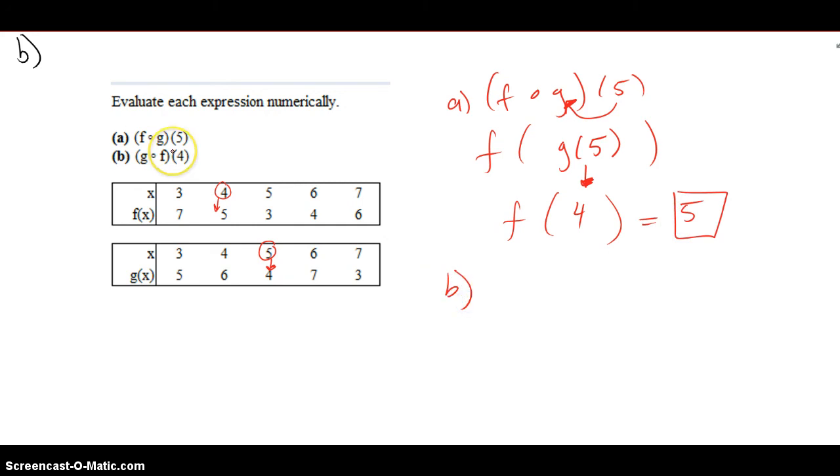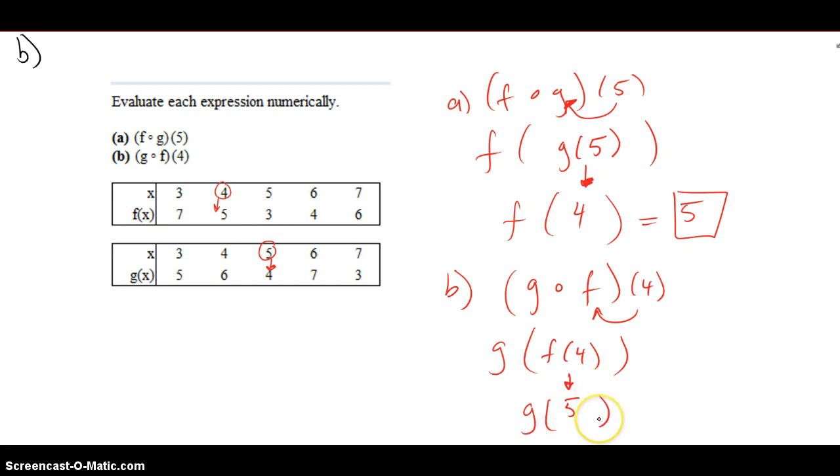Part B, g of f of 4. So 4 gets taken by f first. I'm going to go to my f function and get a 4, which I already know the output is a 5. And then g comes and grabs the 5. So I go to the 5 x input for g, and the output is a 4.